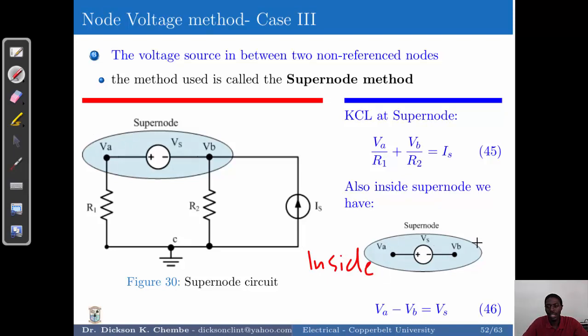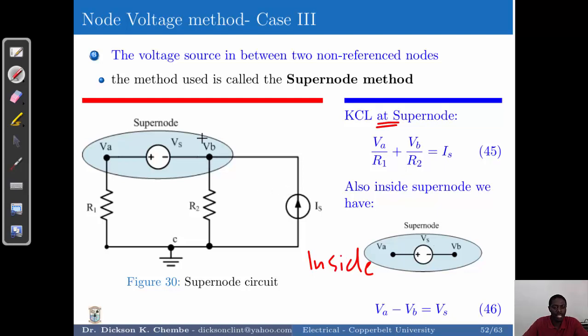So when we say inside the supernode, this is what we see. We've got VA and VB, VS, which is similar to the first case scenario. And we determine the equation by looking at the potential. So VA is a higher potential because of the plus sign, and VB is a lower potential. And that must be equal to the voltage source. So VA minus VB should be equal to VS. And then we also create an equation at the supernode.